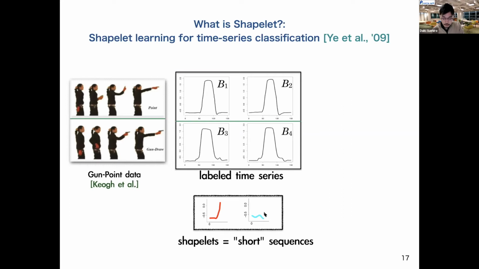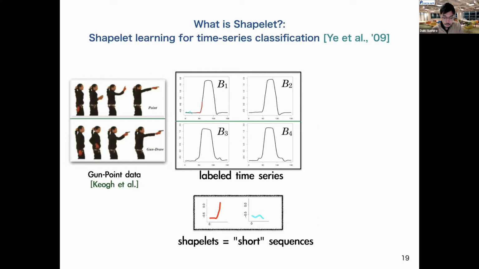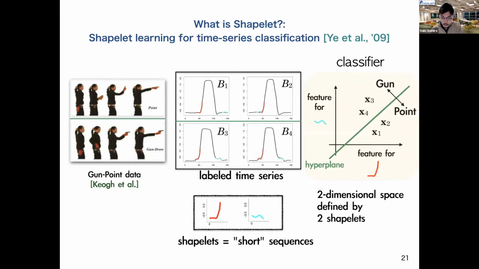And we compute the similarities between shapelets and its best matching location in each instance, that is, each time series. And so we can define this best matching similarity as local feature. And so we compute the similarities for all shapelets, respectively, like this. And so we can define the feature space, whose number of dimension corresponds to the number of shapelets.